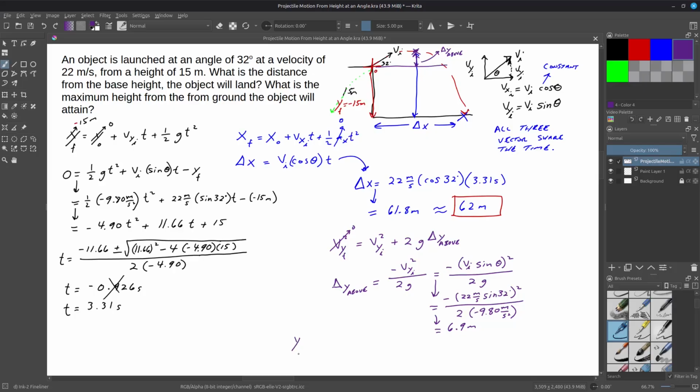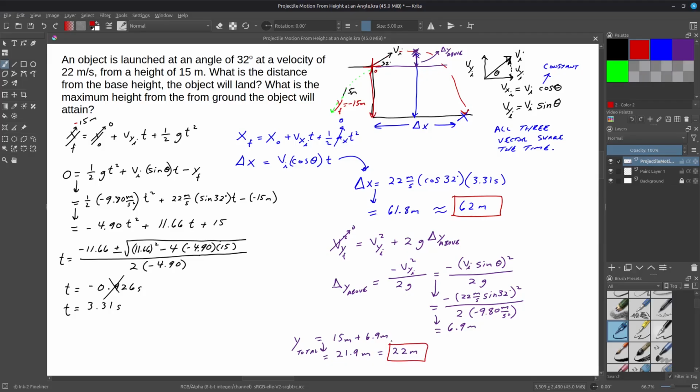Okay, now to find the total, I'll put that here on the bottom. So y total is going to be equal to 15 meters plus the 6.9 meters, which is 21.9 meters. Again, 2 sig figs, 22 meters.